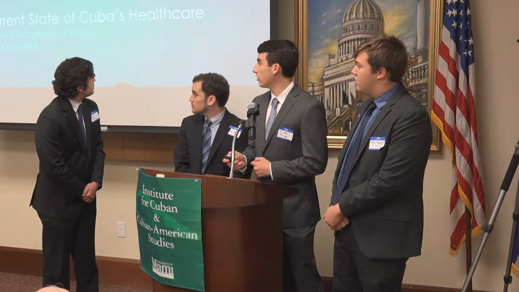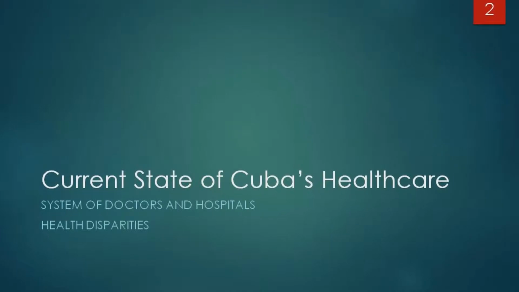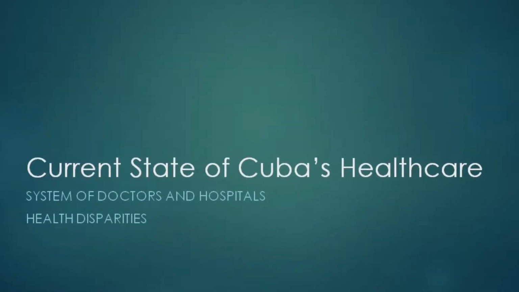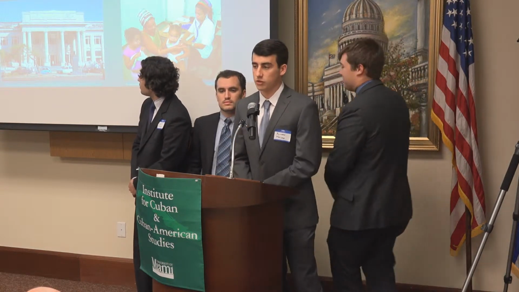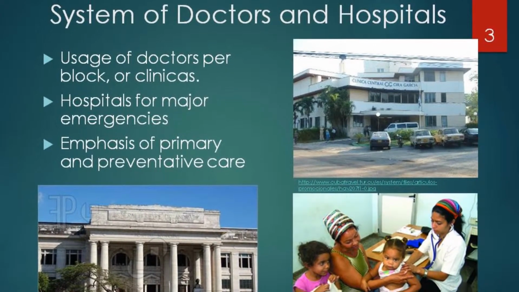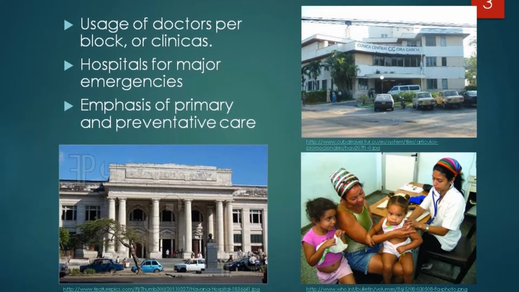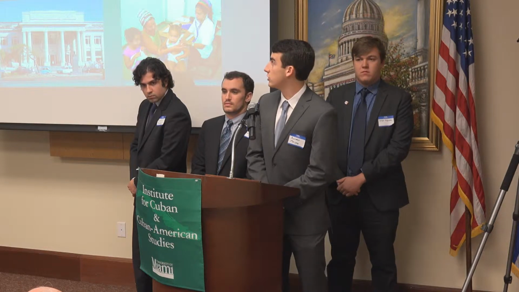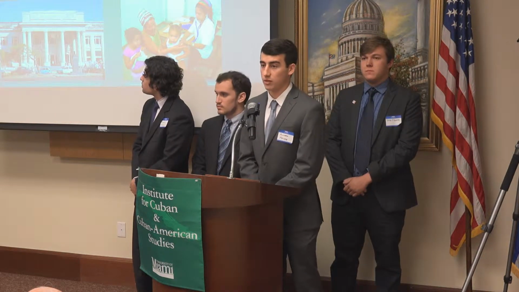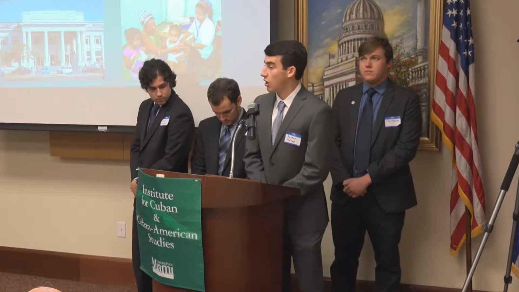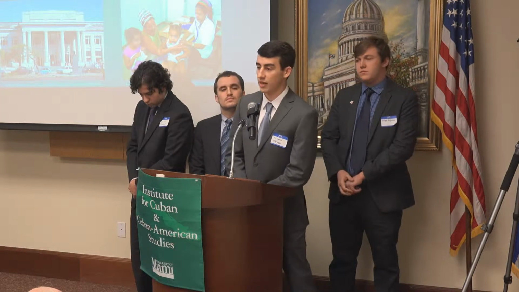And so, in order to understand more about our project, first you have to come to understand the current state of Cuba's healthcare through the system of doctors and hospitals as well as the health disparities. Now, the system of doctors and hospitals in Cuba is not in the same format as that found in the United States. Every square block is assigned one doctor who runs a local clínica. This allows for a doctor-to-patient ratio of 1 to 170, which is half that of the United States and one of the world's best. These doctors treat their patients regularly in the clínicas and are able to treat them for their regular illnesses and ailments.